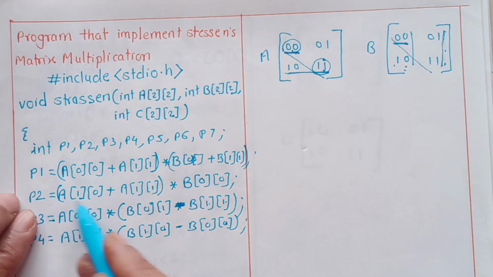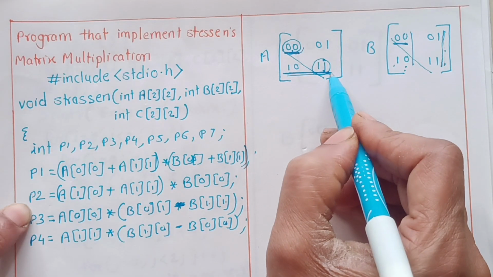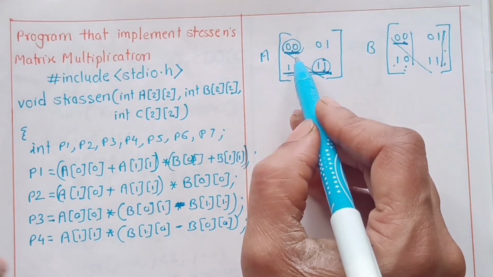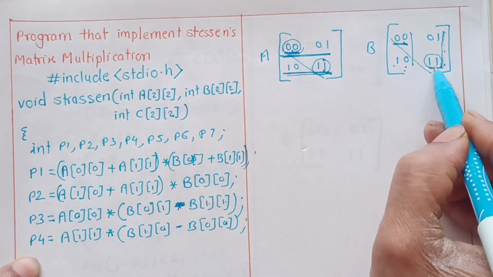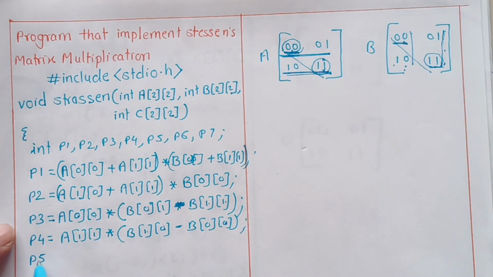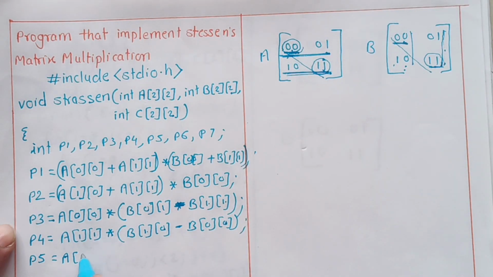So you can see here p2's formula is: first element, last row and first element. Now what you have to write down for p5: first row and last element of the second matrix. Okay, for p4, here first a00 plus a01 into the last element b of 1 and 1.